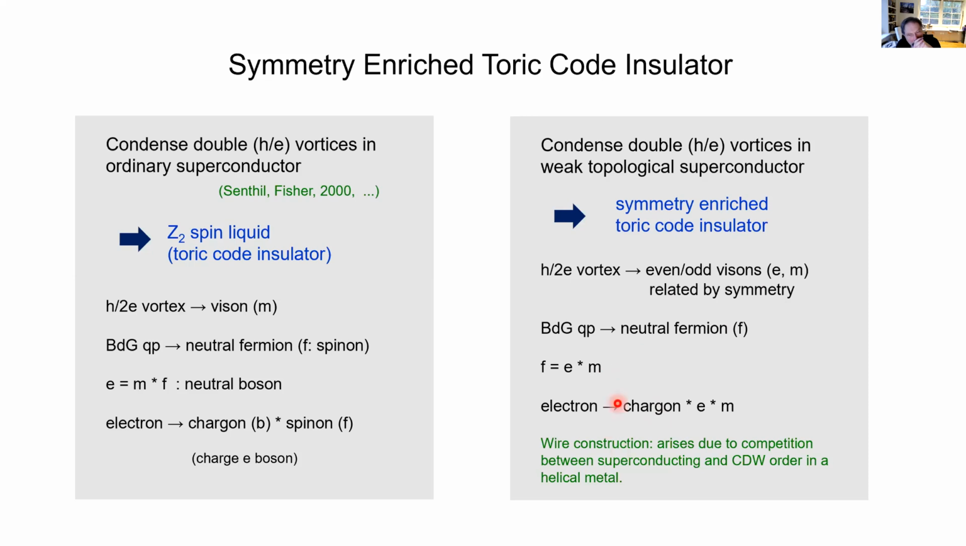I don't have time to go into that. What that suggests is that if you can have a competition between superconducting type order and charge density wave type order in a helical metal, that's the place to look for this. So maybe we could make something like this happen on the surface of a weak topological insulator, for example, if you're in between a CDW and a superconductor. Okay, so maybe that's a place to look.